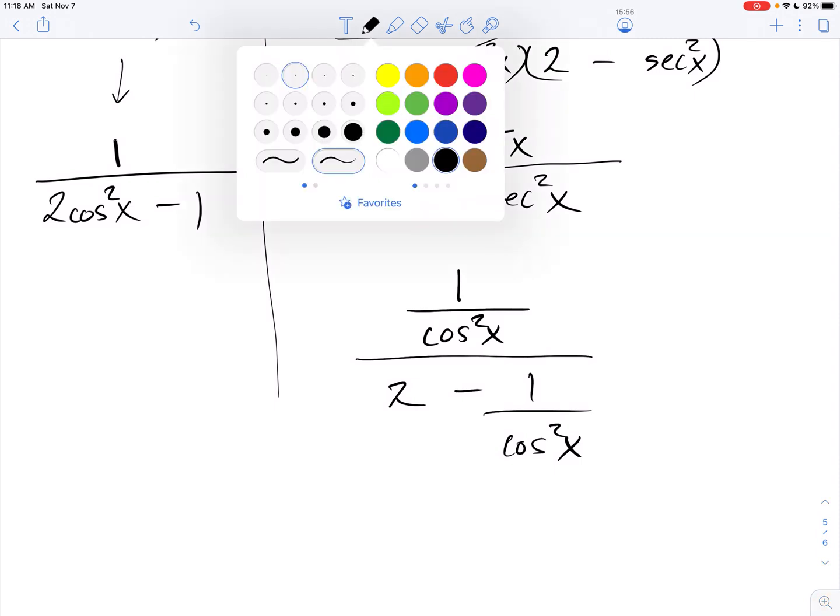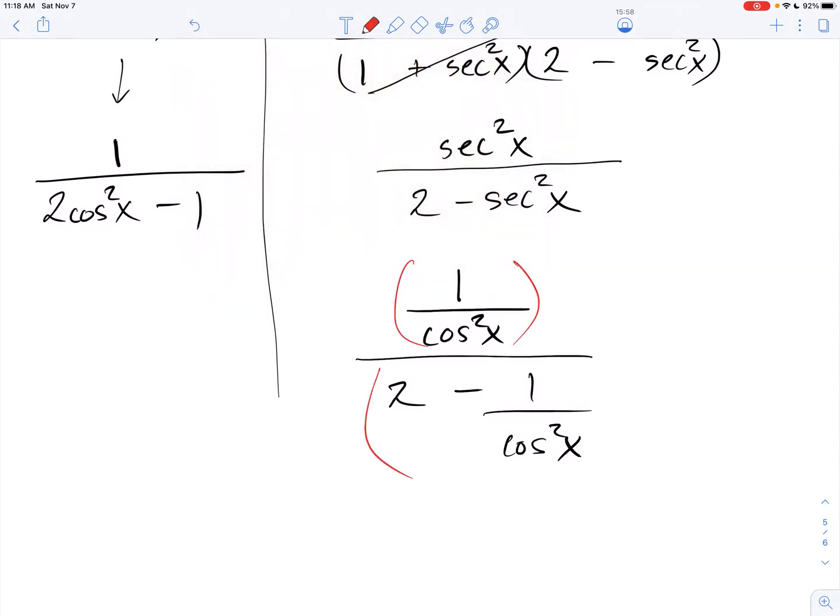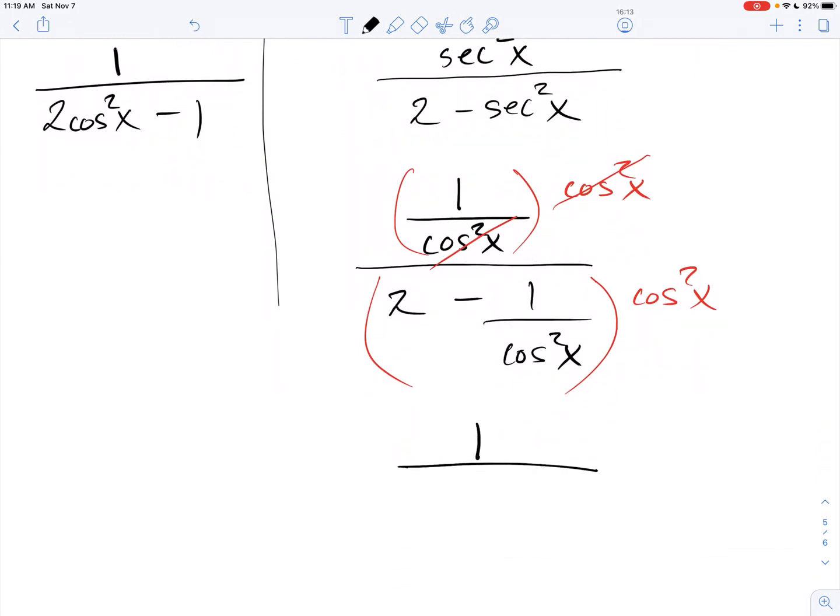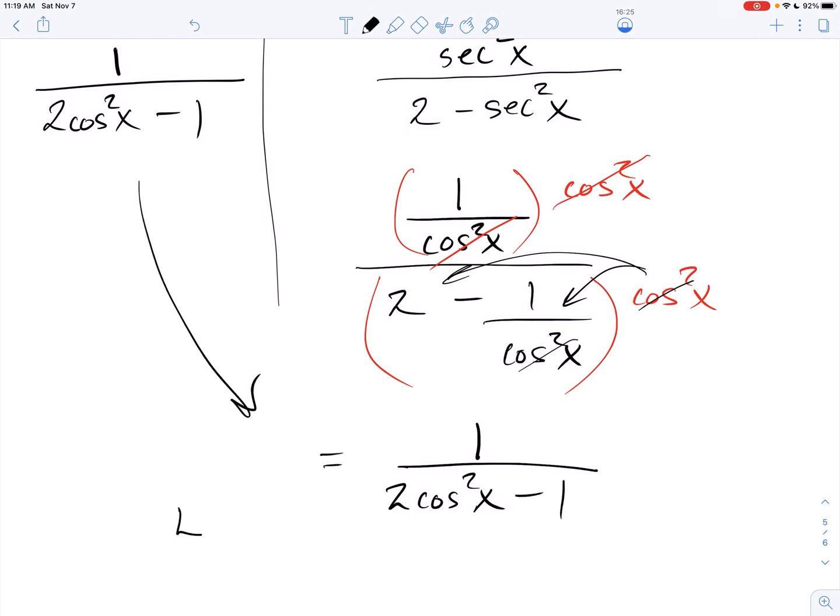So here we go. Grabbing my red pen, let's multiply everything in the top by cosine squared x, and everything in the bottom by cosine squared x. What do I get? I get a 1 in the top. In the bottom, I get 2 cosine squared x, but here that would cancel. And that's when I match and I say, oh, they are the same. See, when you learn more formulas, it saves you time.